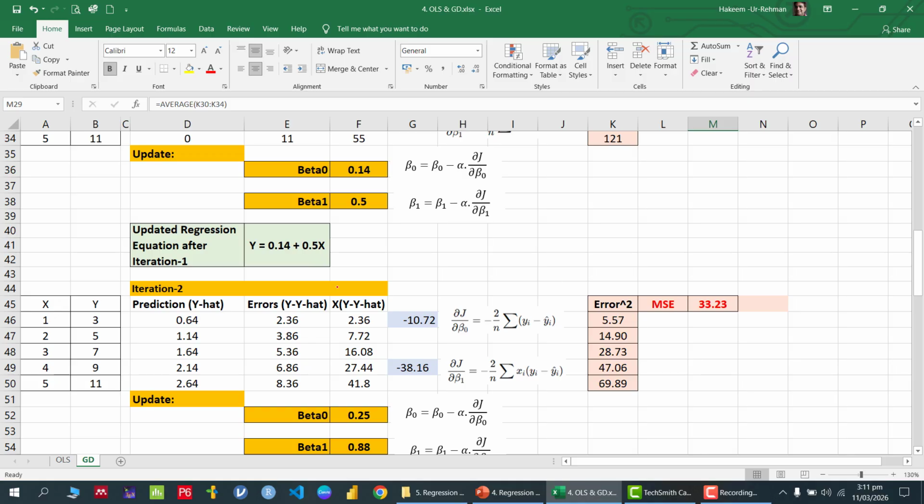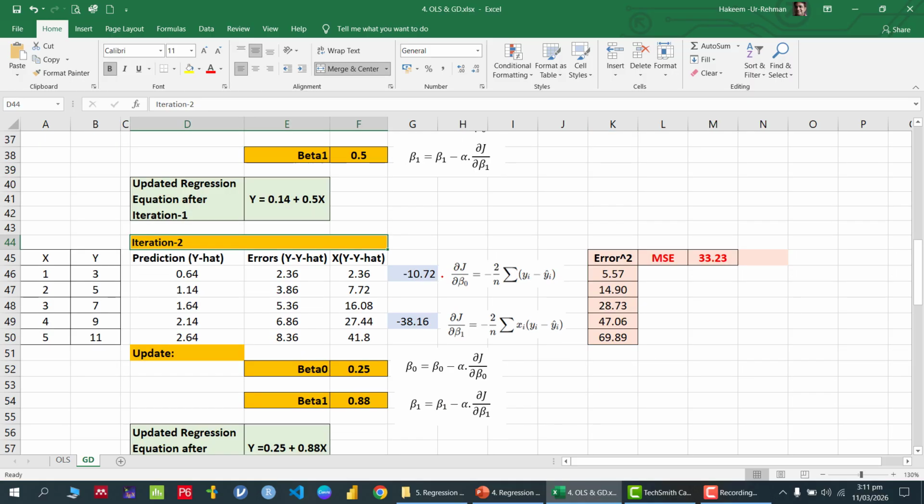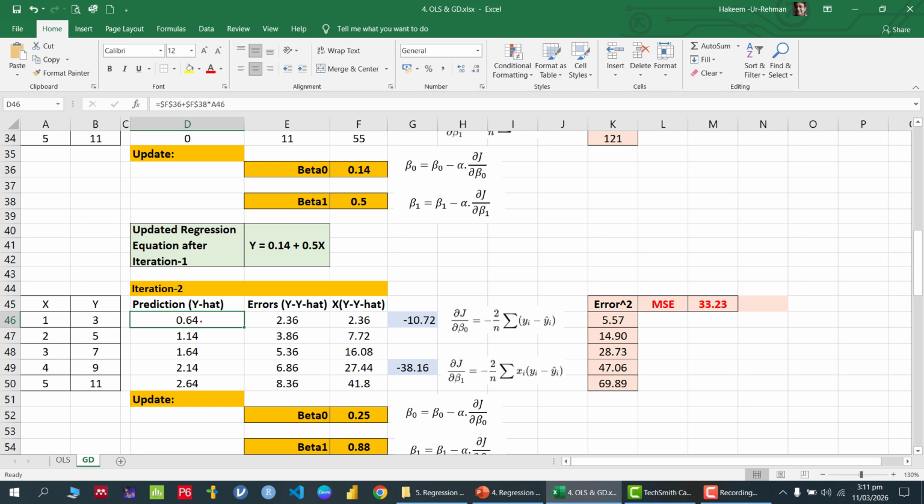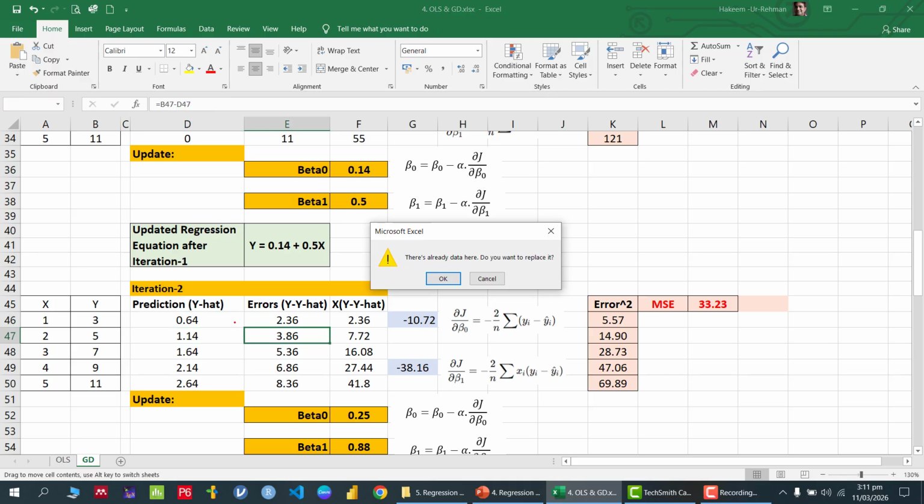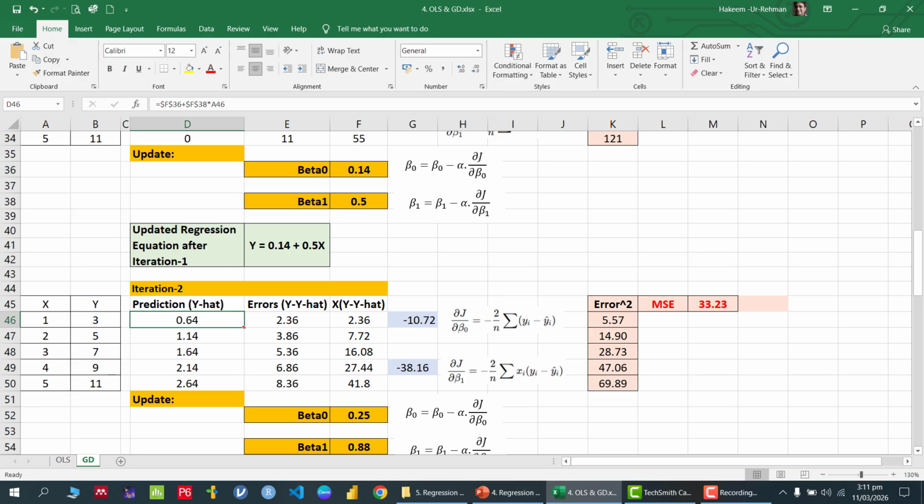Okay, now let's do the second iteration. In the second iteration, first of all, I'm once again calculating the predicted value. The predicted value is going to be equal to beta naught 0.14 plus beta 1, 0.5, multiplied by the x column. So the 1, then 2, and so on. Now I am applying this formula on all the cells. Now I am calculating the error: y minus y hat, we got the error.